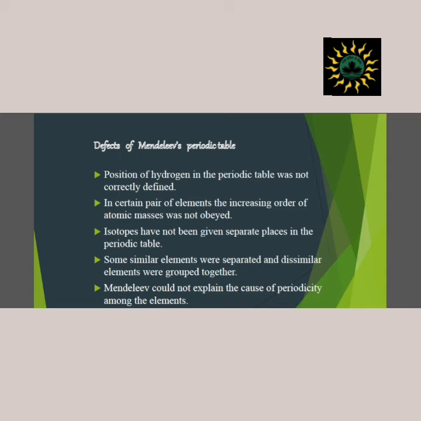Now, in the case of copper and mercury, they resemble in many characteristics, but copper has been placed in group 1B, whereas mercury has been assigned to group 2B. So, though their characteristics are similar, they are placed differently. So, these are the fallacies in Mendeleev's periodic table.